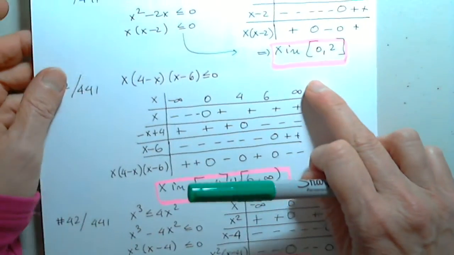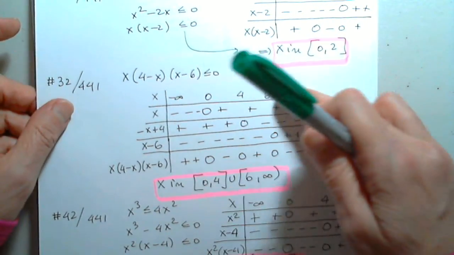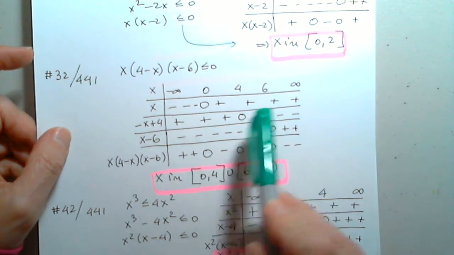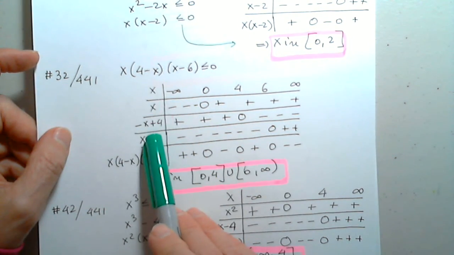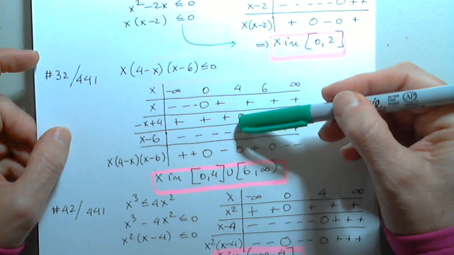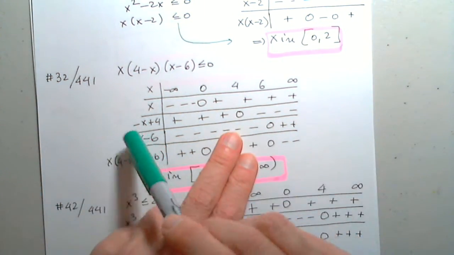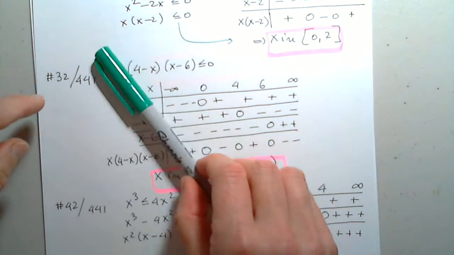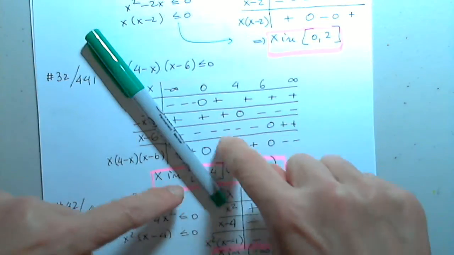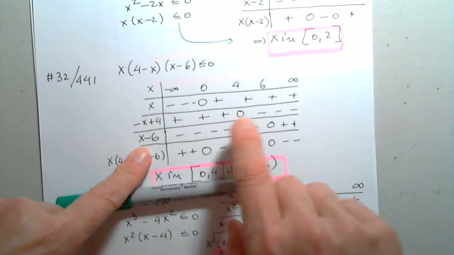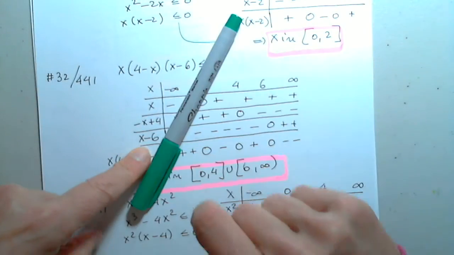Same thing here. This x is the variable in the problem. Negative x plus 4, careful. It's 0 at 4. You have to put the zeros first. And then this is a linear function with a negative slope, positive and negative. Positive, 0, negative. This one, the last factor, is this.